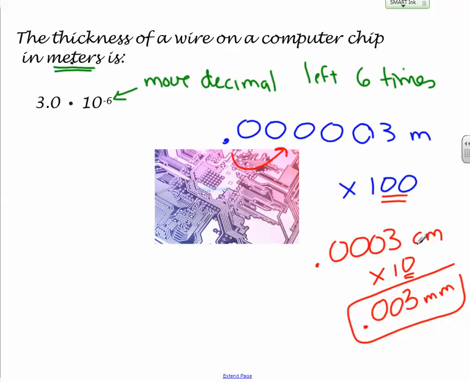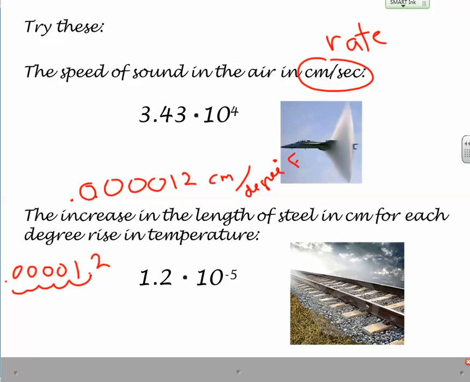And then we said, how many centimeters is that? Well, every meter has 100 centimeters, so we multiplied by 100, which is just moving the decimal twice to the right. And now we get 3/10,000th of a centimeter, and that's still awfully little, so we change that to millimeters. Every centimeter has 10 millimeters, so we multiply by 10, and we get 3/1000th of a teeny tiny millimeter. So these wires on computer chips are very, very small.